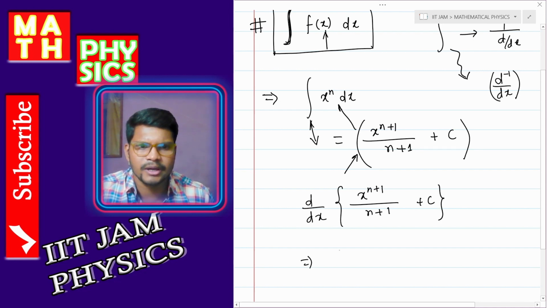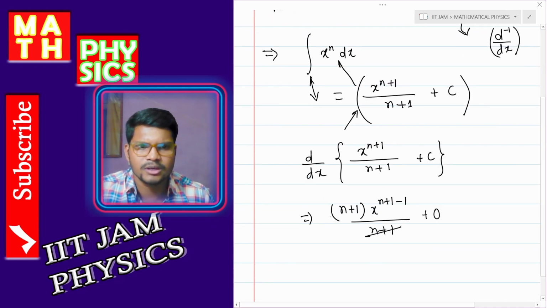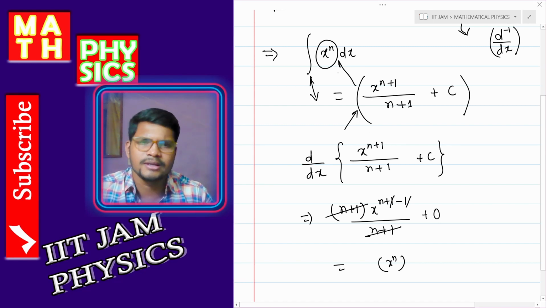What will I get over here? If I am taking the derivative of x to the power n plus 1, then I get n plus 1 times x to the power n plus 1 minus 1, over n plus 1, and the derivative of any constant is going to be 0, so there is nothing over here. N plus 1 cancels, this 1 cancels, and then I have this function. So I can say that x to the power n has this integral, and this integral has the derivative x to the power n. This is how the integral and derivative work.